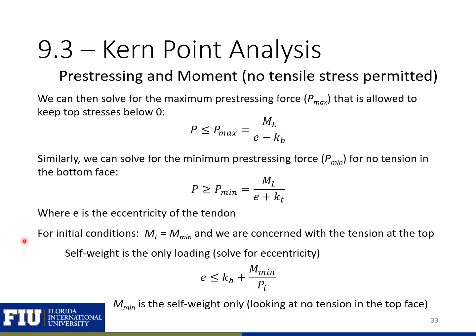If we're looking at the initial conditions and self-weight only, so if we want to keep tension out of the top face, then we would want our E to be less than or equal to KB plus M min divided by P sub I, or our initial pre-stressing force. So this is one equation that we'll use to come up with our eccentricity. And remember, typically the tension in the top is going to control at release. So that's why we're looking at our M min and our P sub I.